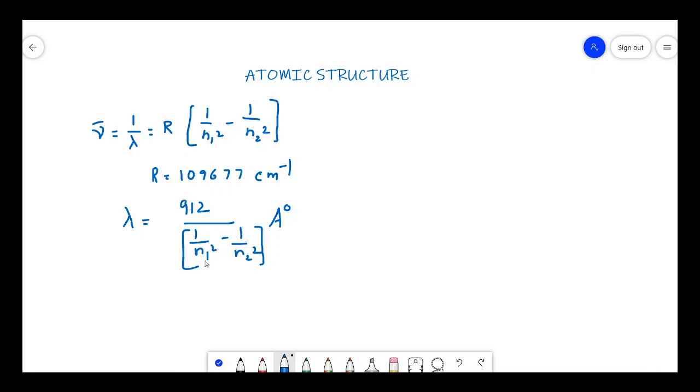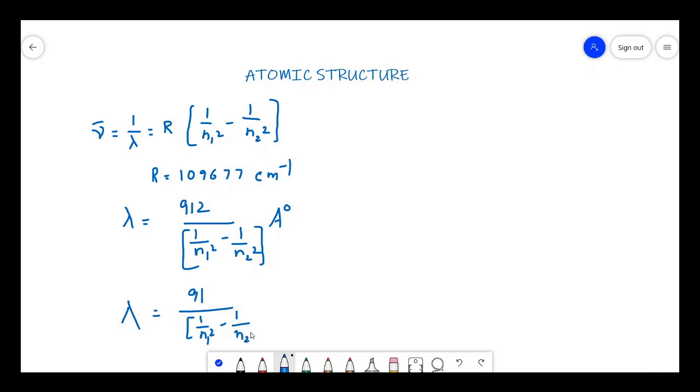And suppose if the question is asked in nanometers, instead of 912, take this as 91. That 91 by the same thing, 1 by n1 square minus 1 by n2 square. So this is the formula if the wavelength is asked to calculate in nanometers. So this is about Rydberg's equation.